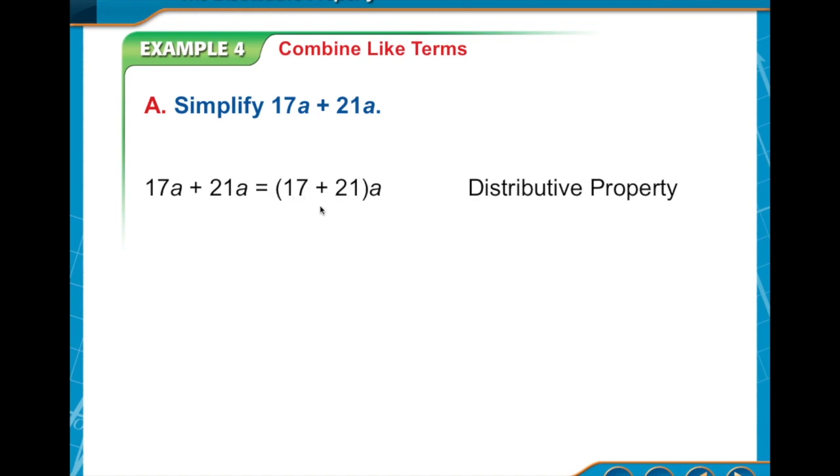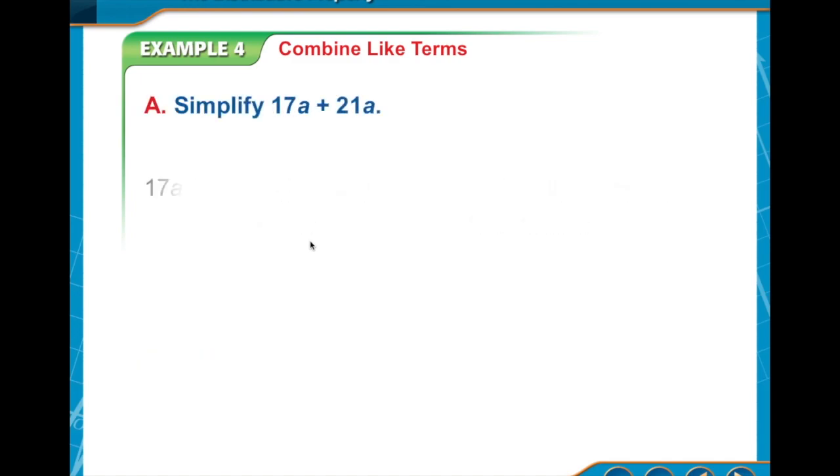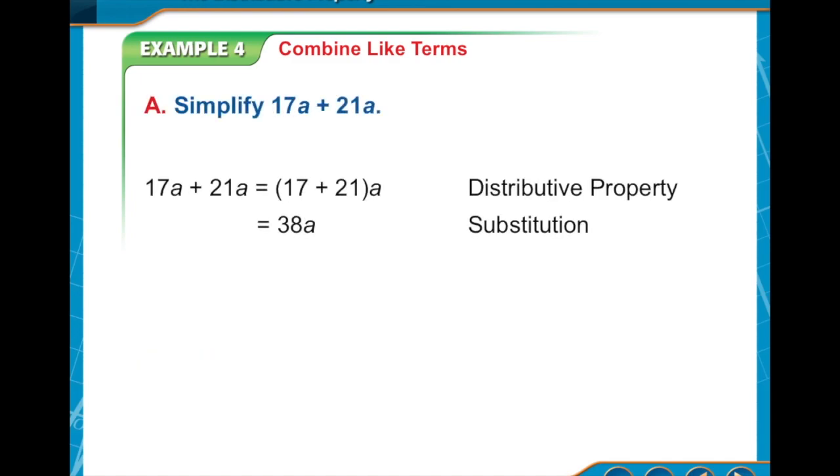So we can add 17 and 21. That'll give us 38. And we take the A and we just leave it there. It's multiplied. So this gives us 38A. So this whole thing here is the same as 38A. And we already know how to combine like terms, but the distributive property allows us to kind of prove that in a simple way here. So 38A is the answer for example 4A.